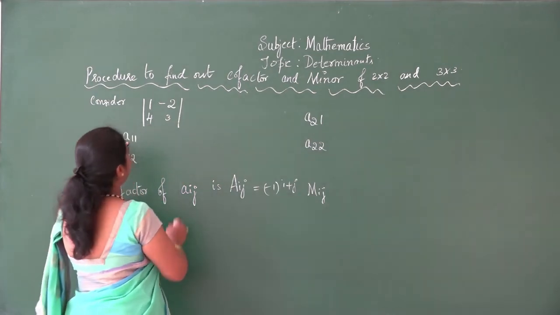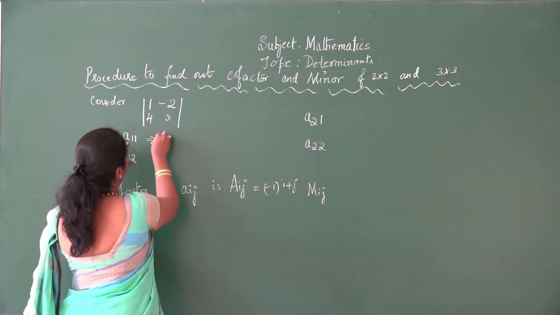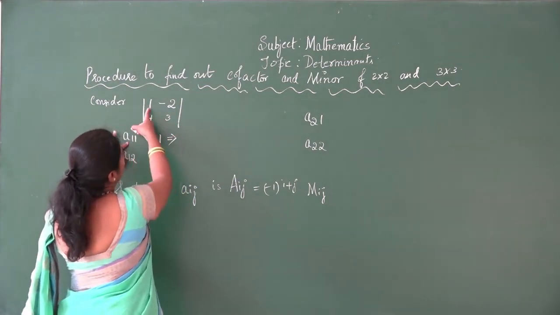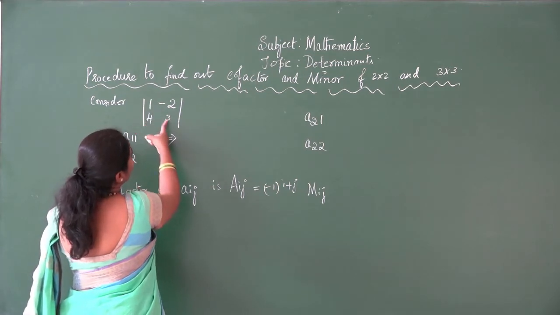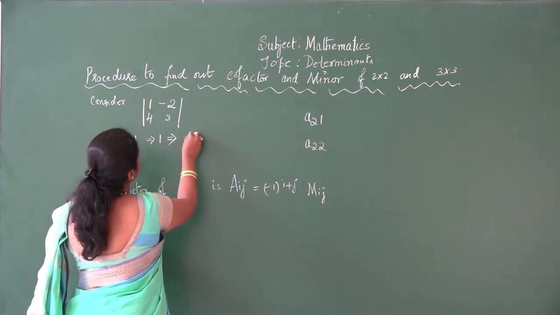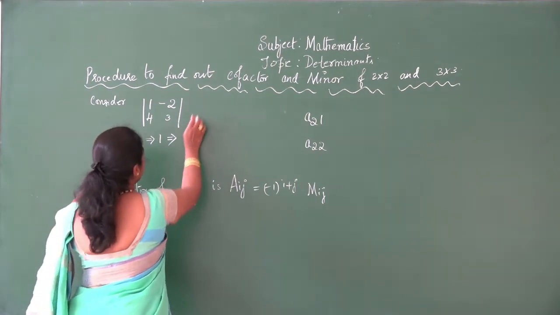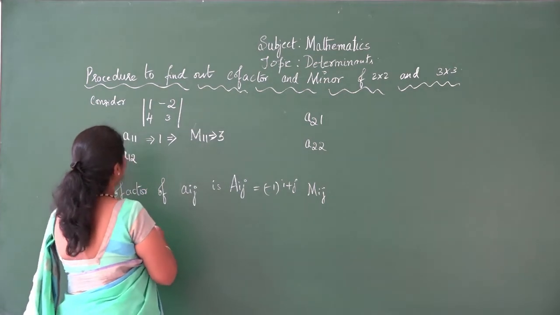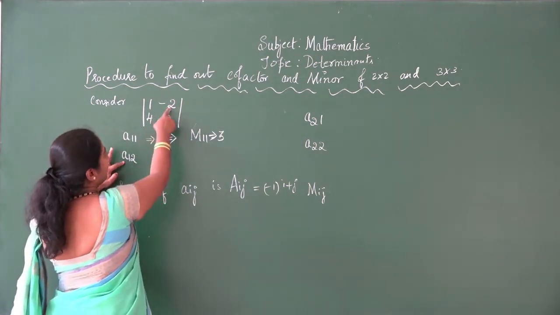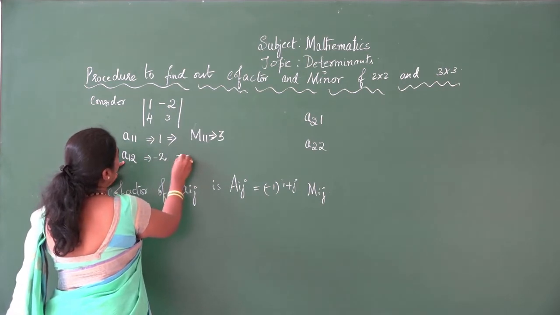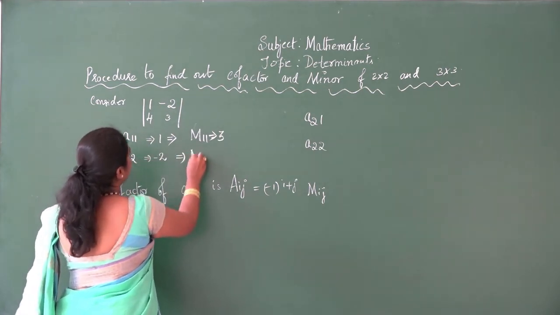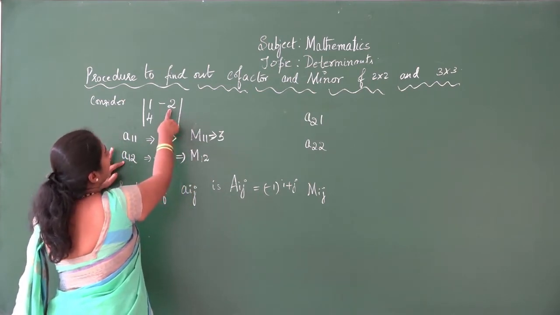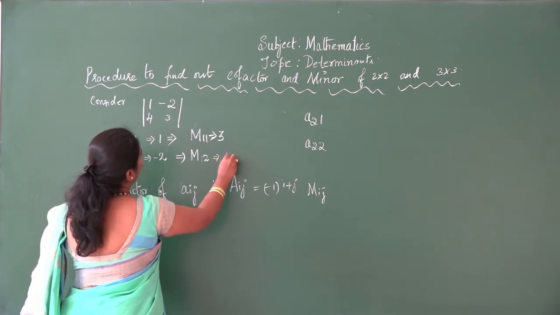So the elements are a11, a12, a21 and a22. Which is the element of a11? That is nothing but 1. What is the minor of the element 1? The element opposite to 1 becomes the minor of the element 1, that is nothing but 3. That is, you can write M11 is equal to 3. Similarly, a12, we are speaking about the element minus 2. How do we denote the minor? M12, first row, second column. Which is the element opposite to minus 2? That is nothing but 4.